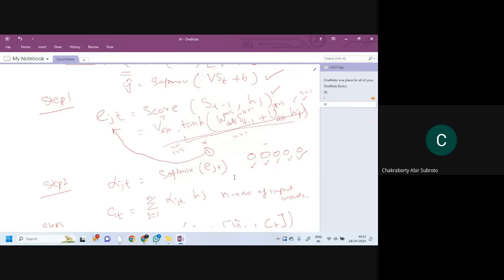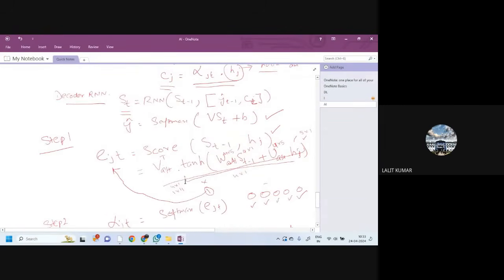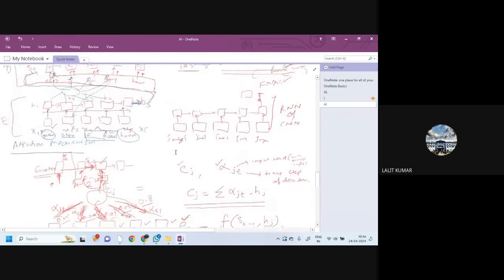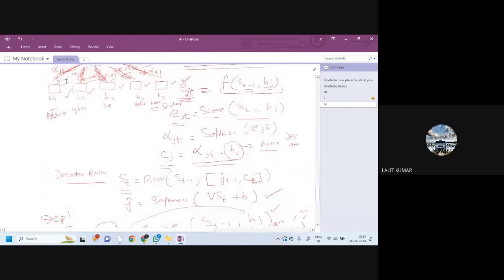Step one is still a little vague, but if we go to an example, I think it will be much clearer. It looks vague because we want to have some value which denotes the importance of the h_j word which is coming at the s_t step. We take the decoder, for example, here. So here is the s_t, for example.